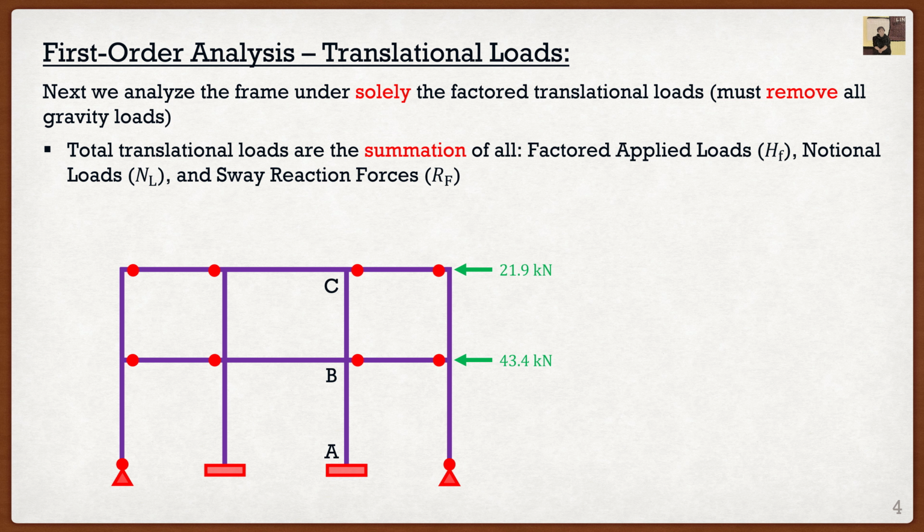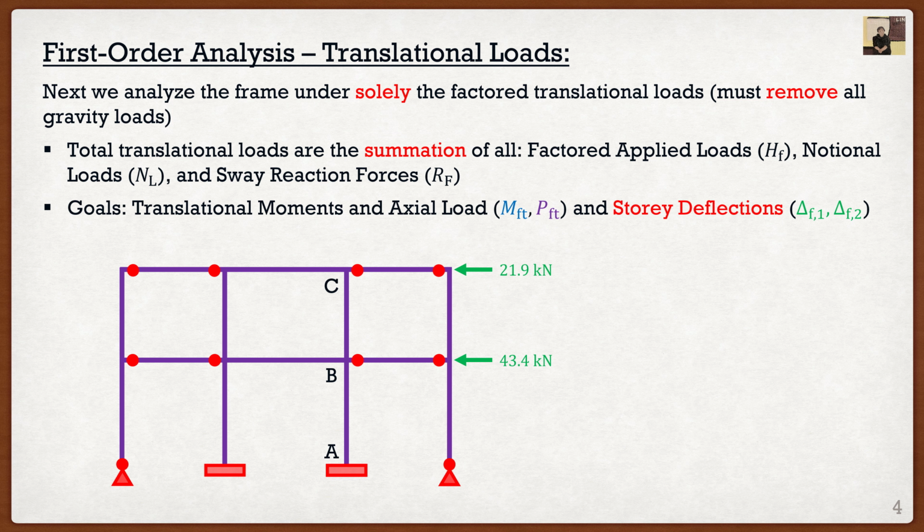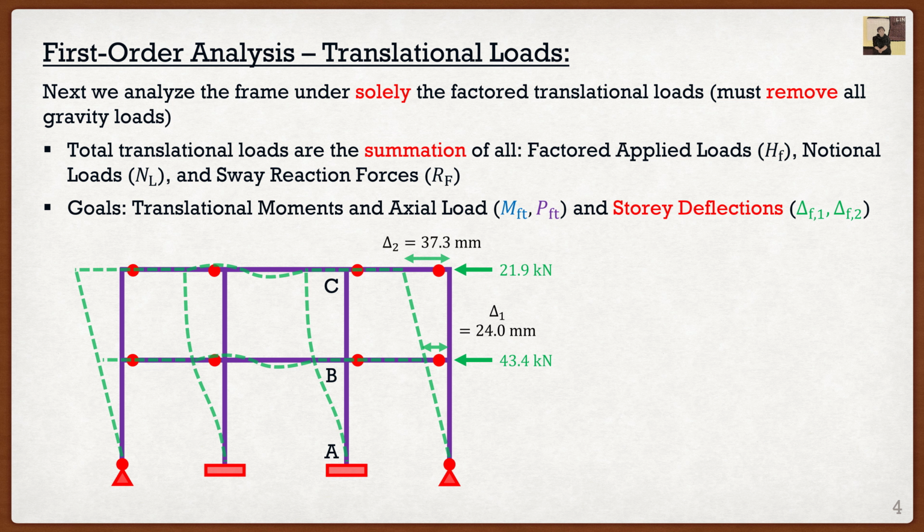So the goal here for this translational analysis is to determine the translational moments and axial loads, which we call MFT and PFT. And the second thing that we want are story deflections. So this is where it's going to become a little bit different than our single story frame that we analyzed before. We need two story deflections. So if I were to take this and analyze it in S-frame, S-frame gives me the following deflected shape, and then at the very right of my structure, it gives us two deflections. It says that the joint of that first story there deflects by 24.0 millimeters, and then the second story joint deflects 37.3 millimeters.